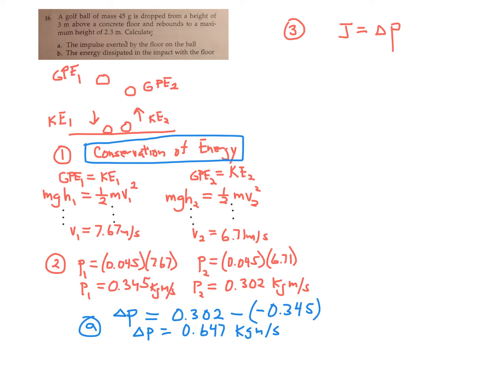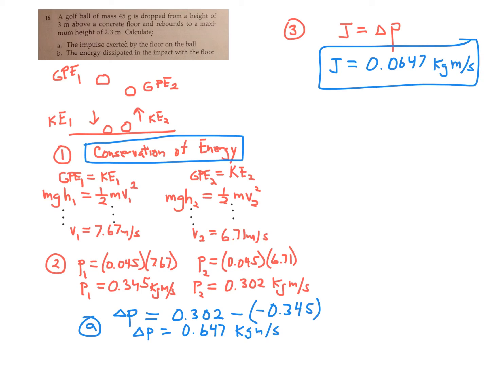Change of momentum is the impulse. So, well, I guess I went up here. So impulse, J equals 0.0647. That's my answer. Now in part B, it says to find the energy dissipated.